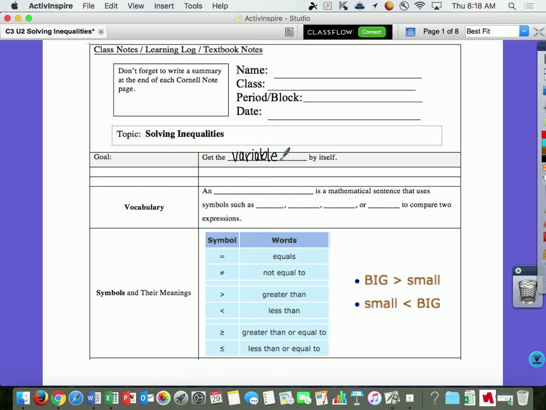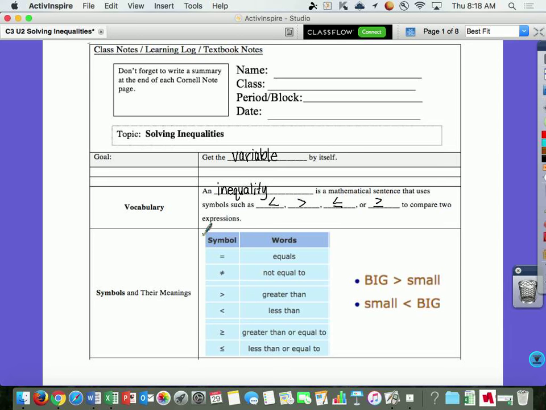Okay, so an inequality is a mathematical sentence that uses symbols such as greater than, less than, greater than or equal to, and less than or equal to. So I'm just going to write the symbols here because there's not enough space.